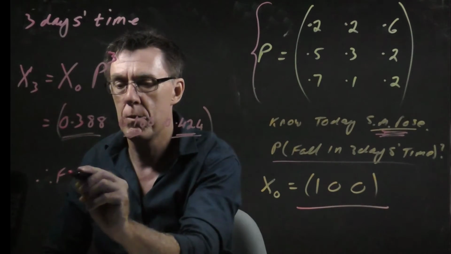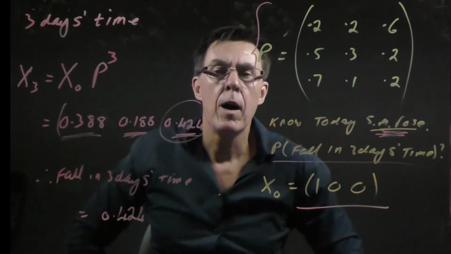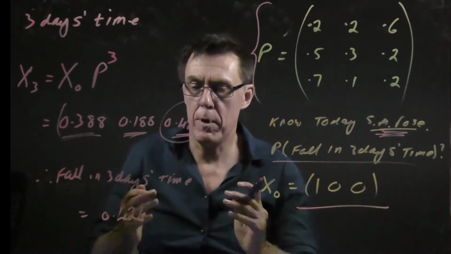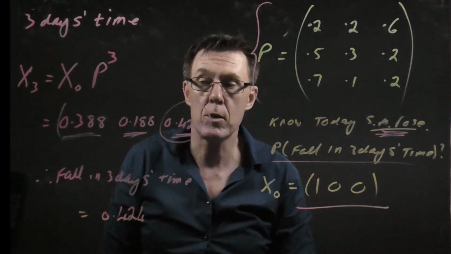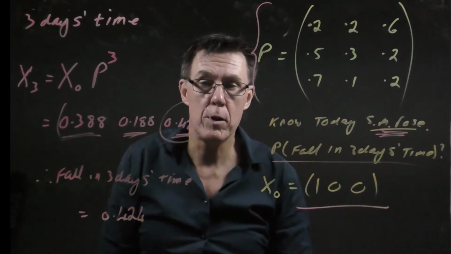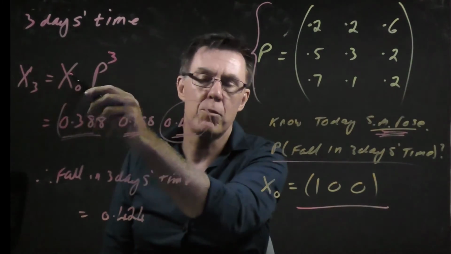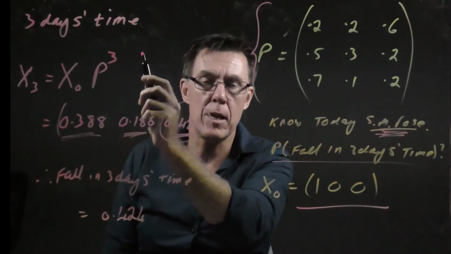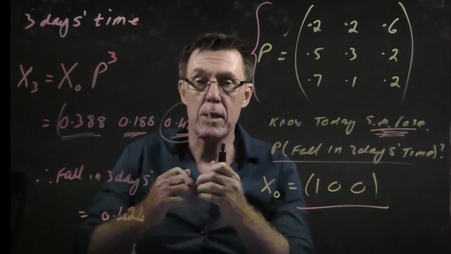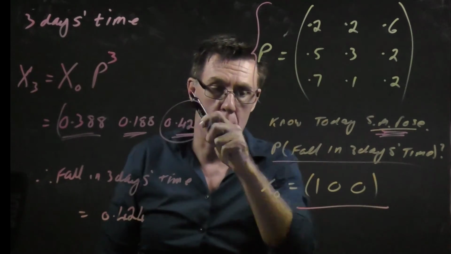So there, 0.424, about a 42% chance in 3 days' time the stock market's going to be falling. And that's what we call transition matrices. We can continue this on for 2 days, 3 days, 10 days, 100 days, it doesn't really matter. So we set up a chain of events where one event determines the next event, which determines the next event.